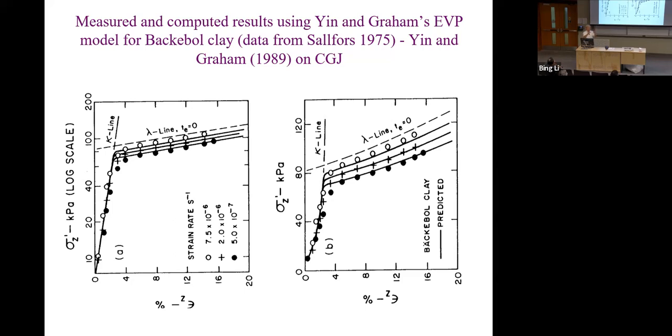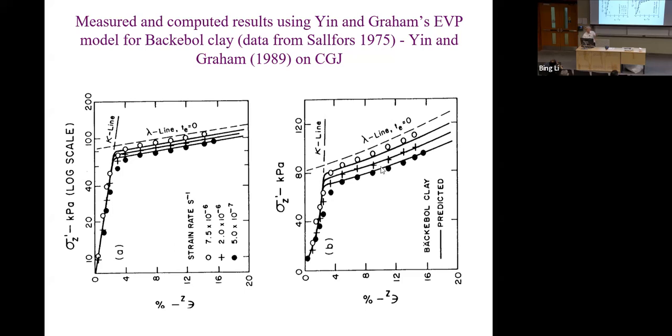Then once the parameters are calibrated, we use the model to make predictions for other tests. For example, for constant rate of strain tests, we do the compression at different speeds, very slow and very fast, even with unloading and reloading. We use the model to make predictions, then compare the predicted results with the data from different tests. You can see the comparison here, the fitting is very good.